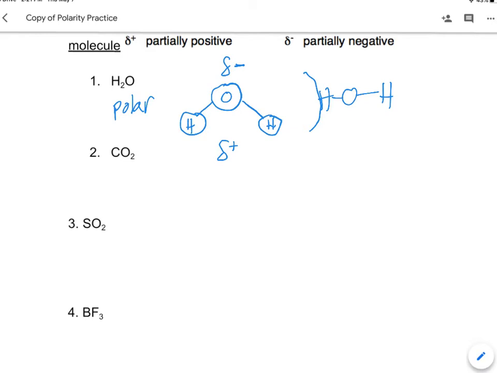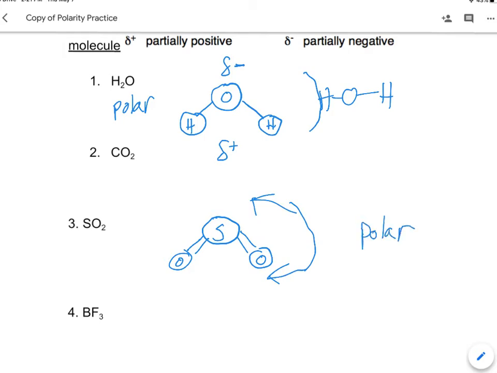Number 3, we have SO2. And we have a similar situation here where this is a bent-shaped molecule, so we have a top side and we have a bottom side that are different. So this does make this polar.